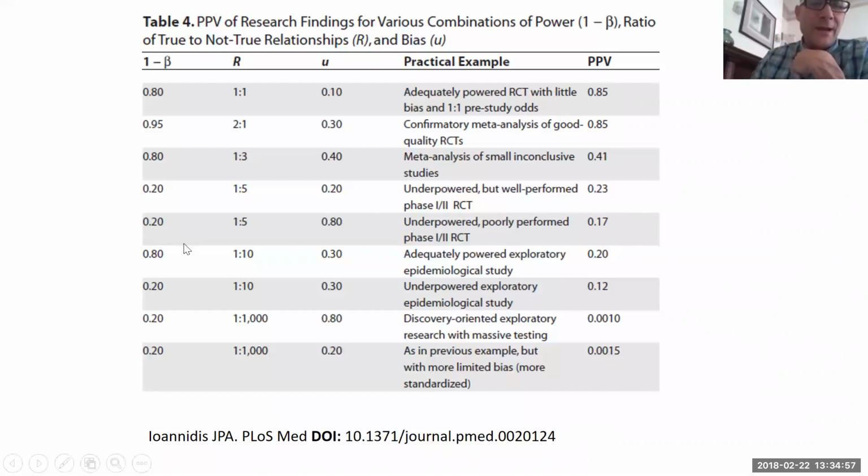now the power is still 80%, but in this case, the pre-study probability is much lower. It's only 10%. And the risk of bias is higher. He set it at 30%. So maybe this is a case control study, and there might be concerns about recall bias, etc., the standard concerns with a case control study. And you can see the positive predictive value here is only 20%. So quite low. In fact, there's an 80% chance the result is a false positive.